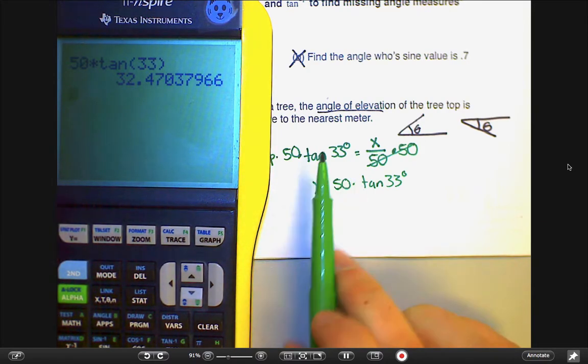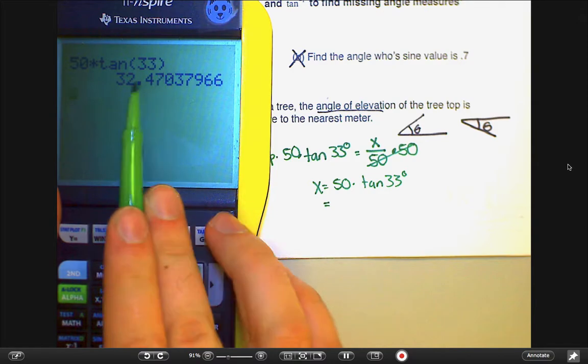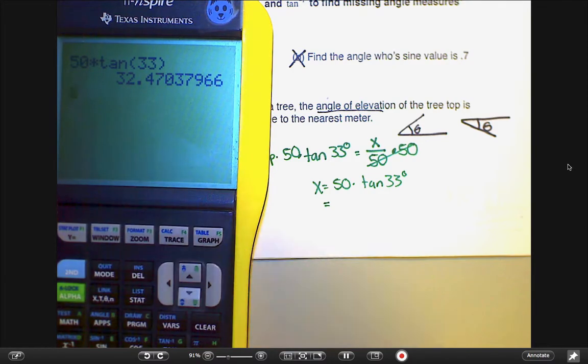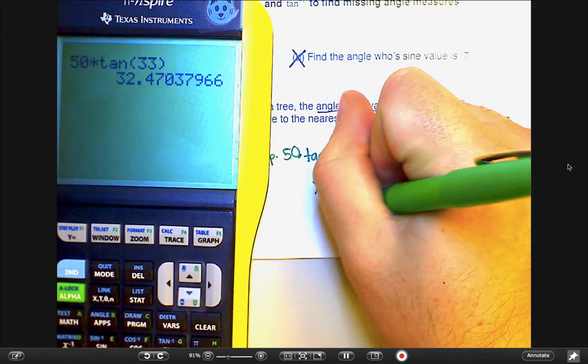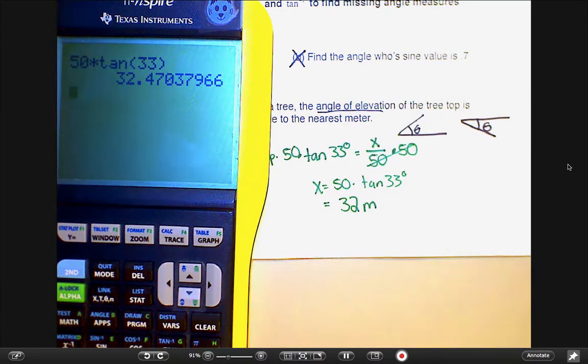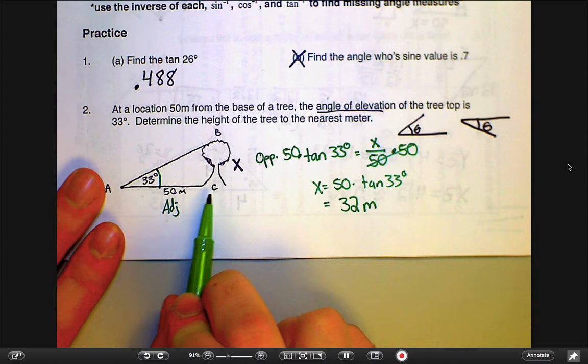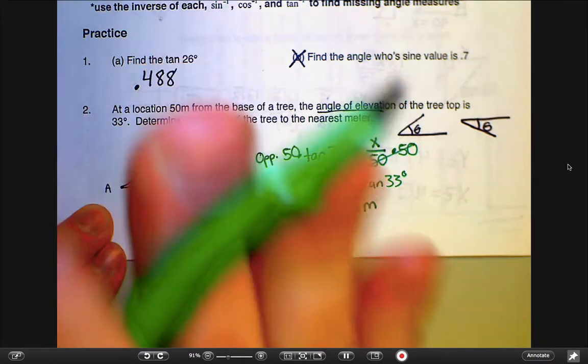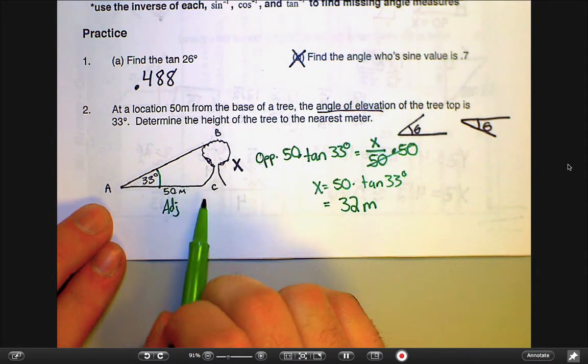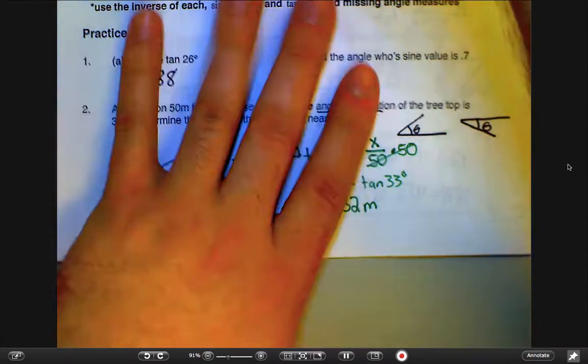And this one is asking me to round to the nearest meter. So if I round to the nearest meter, the 4 tells me to stay there. So my answer here is going to be 32 meters. Okay, and that's going to be the height of the tree. And that should make sense to us. If we're 50 meters away, that's pretty far. That angle's pretty shallow. I'm not looking up too far, which makes sense. So we're going to go ahead and stick with that.